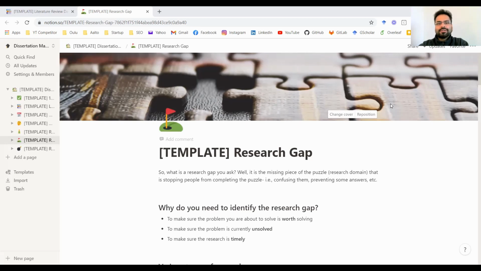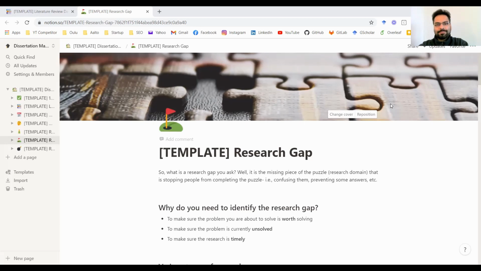Today's video is on yet another very hot topic, which is how to identify gaps in the literature, or research gaps. Oftentimes when a new student or early stage researcher is starting out with research, they'd be asked to identify gaps in the literature.